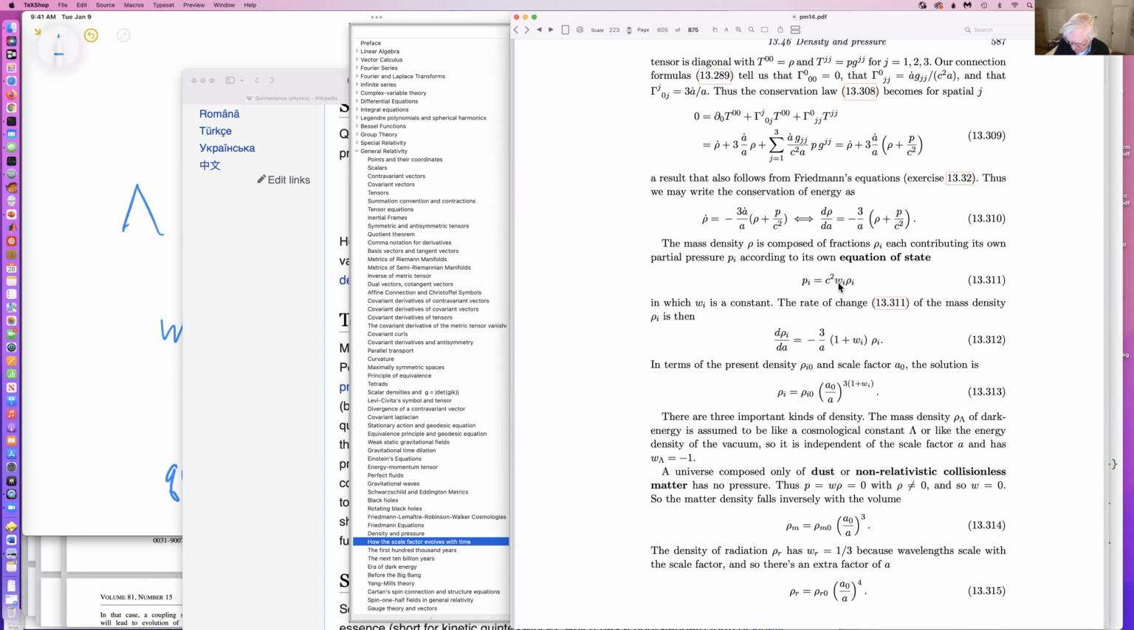I think the basic ideas here were first introduced by Peebles and then by Steinhardt. I think he used the term quintessence. And then also Carroll, who wrote a rather nice book about general relativity.